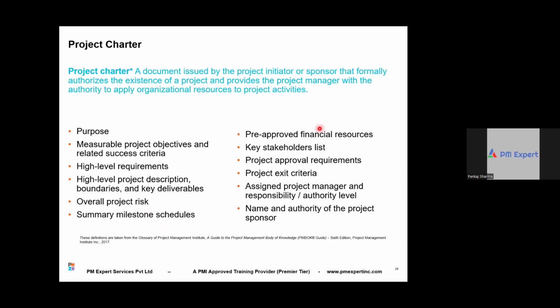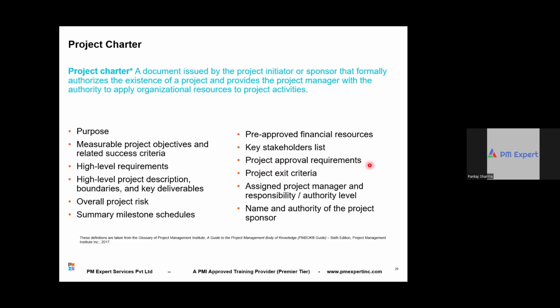Now, what else will be there in the project charter? For example, the pre-approved financial resources and the key stakeholders list can be the content of the project charter. And apart from this, the project approval requirements. You might see two important elements here: the project approval requirements and the project exit criteria. Can you tell me the difference between them?